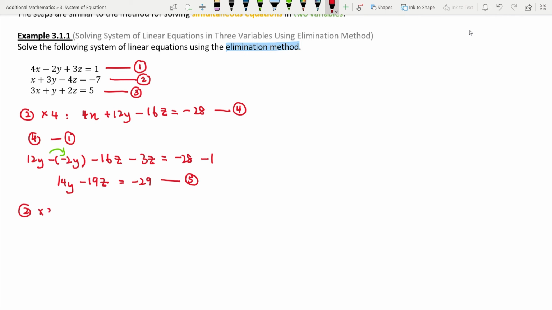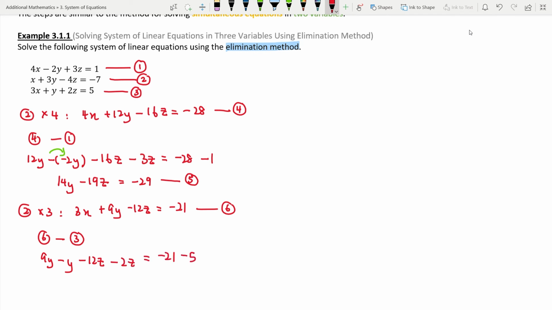Equation 2 times 3, we get 3x plus 9y minus 12z is equal to negative 21. We let it be equation 6. Keep in mind, equation 2 and equation 6 are the same. We proceed to eliminate the variable x. Equation 6 minus equation 3. 3x minus 3x is gone. 9y minus y minus 12z minus 2z is equal to negative 21 minus 5.